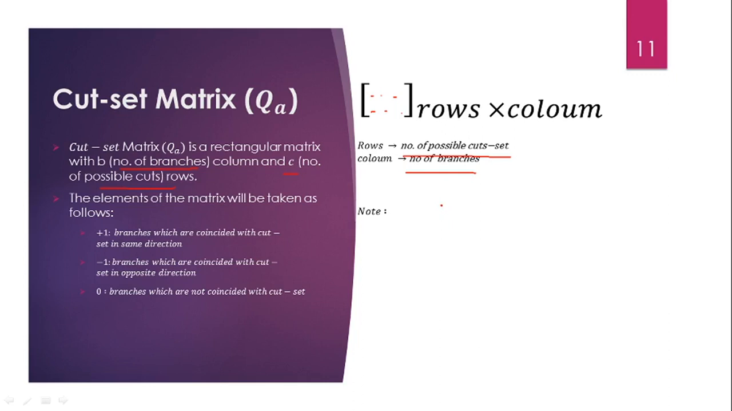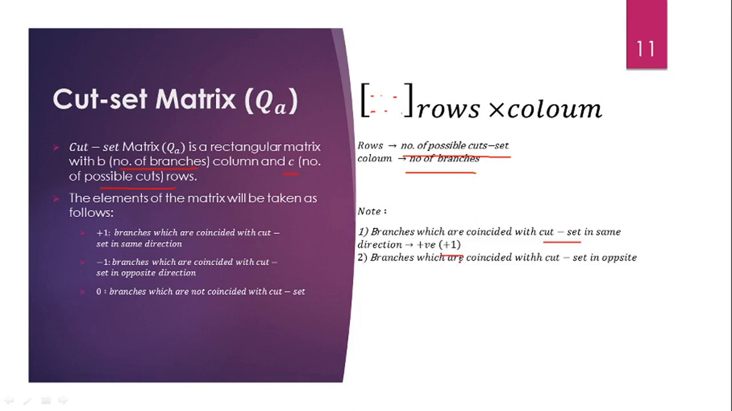Here we have to consider the cut directions, the orientation of the cut, whether it is going away from the node or going toward the node. So depending on it, we take +1, -1 or 0. The branches which coincide with the cut set, that means having the same directions, if the branch and cut set are both going away from the node, we take +1. If the branch is going away from the node and the cut set is going towards the node, that means opposite directions, so we take -1. And the branches which are not cut, which are not part of your cut set, we take 0.